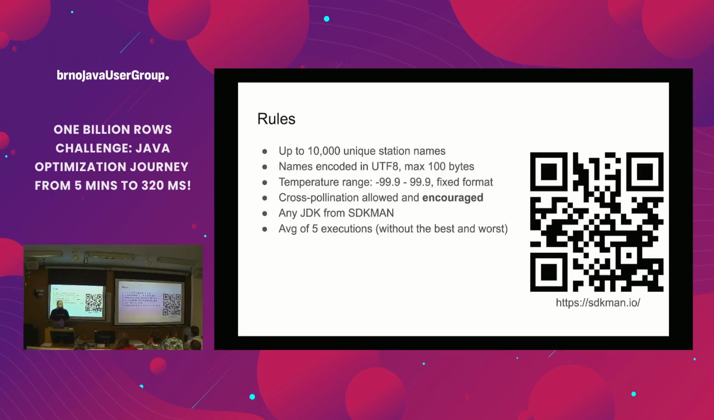We can talk about the rules while it is all running. According to the rules of the 1 billion row challenge, there can be up to 10,000 unique station names in this 1 billion row file. That's the rule. So each valid program has to be able to work with up to 10,000 stations, right?